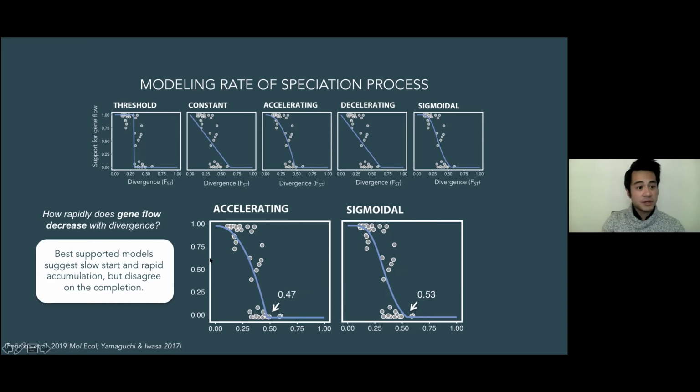And so like I was saying before, on the y-axis is the support for gene flow, and on the x-axis you have the level of divergence. And here I'm using FST as a proxy. The main reason I'm doing that is I want it to be limited between 0 and 1. If we use a different metric of divergence, such as EXY, that doesn't really bound it within these limits. So like I said, the best supported models here have a slow start and rapid accumulation. But whether or not the completion is much slower, it's not too conclusive with the data set that I have here.